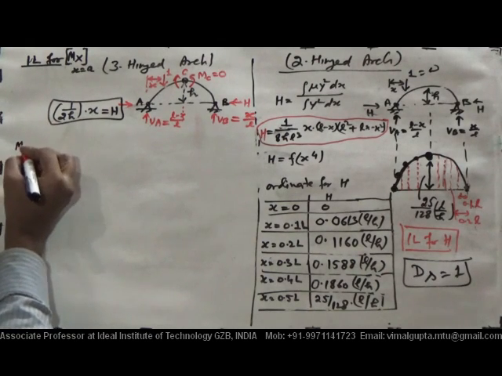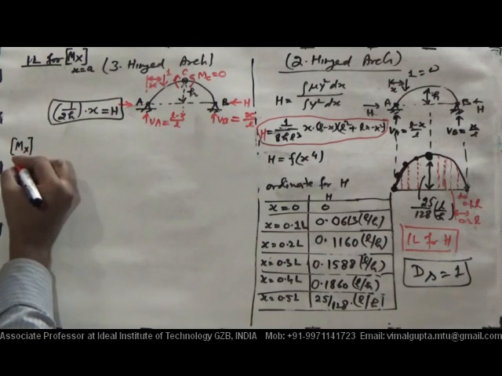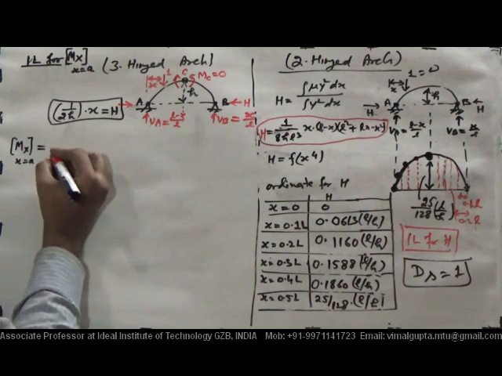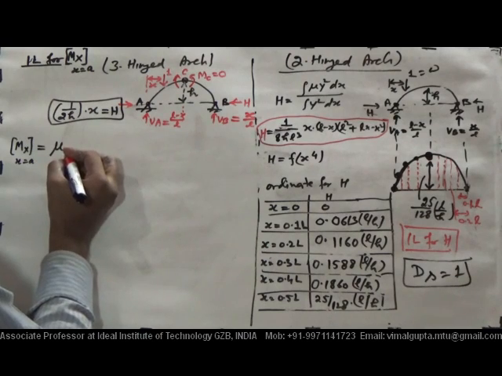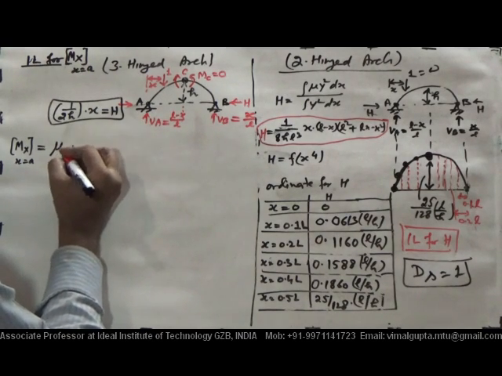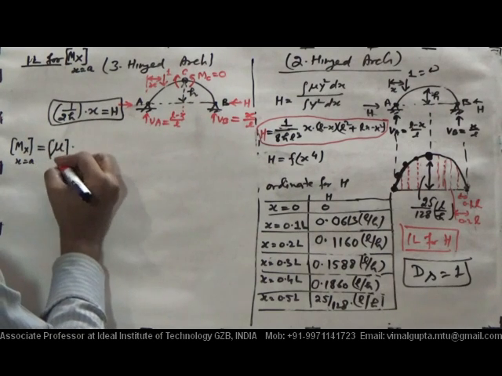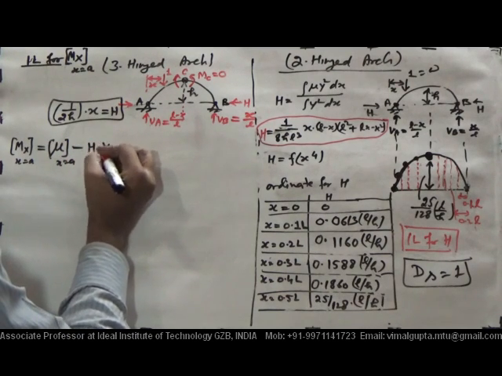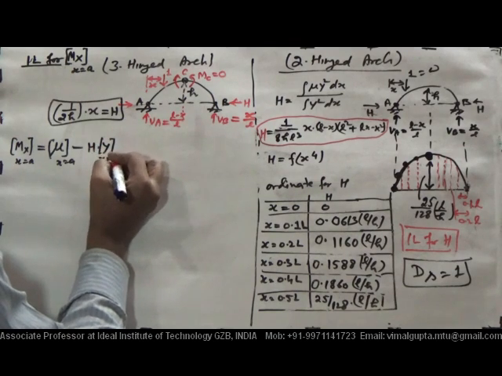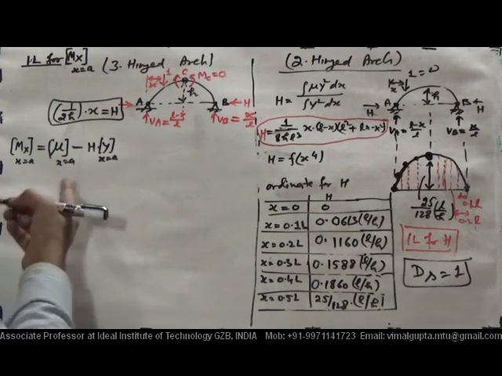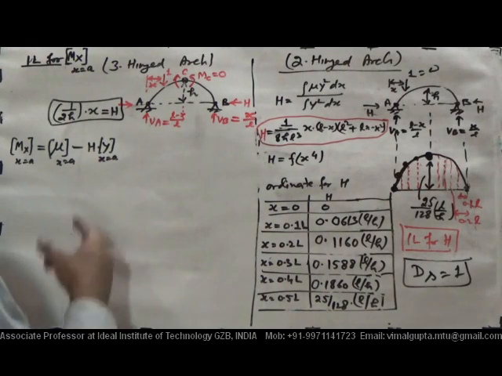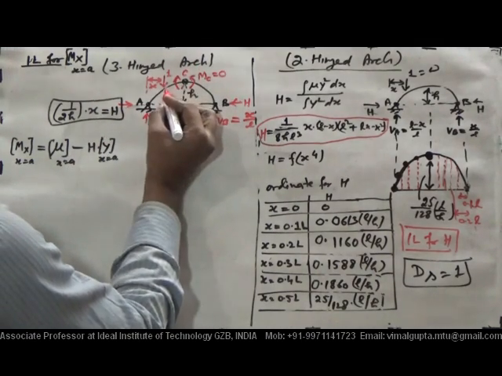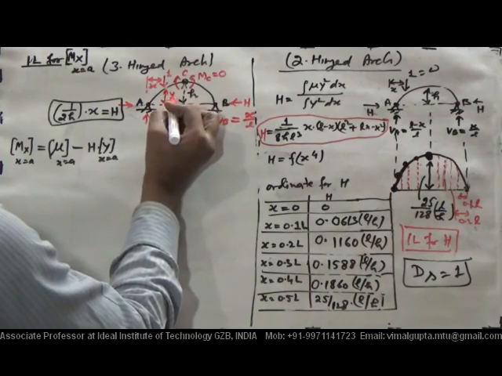And the bending moment at x equal to a: what is the expression? We have M equals mu, the beam moment at the same point, minus H into y. And what is y? y is the ordinate at x equal to a. H you know very well, H is this, and y is this vertical ordinate. Okay, now mu.